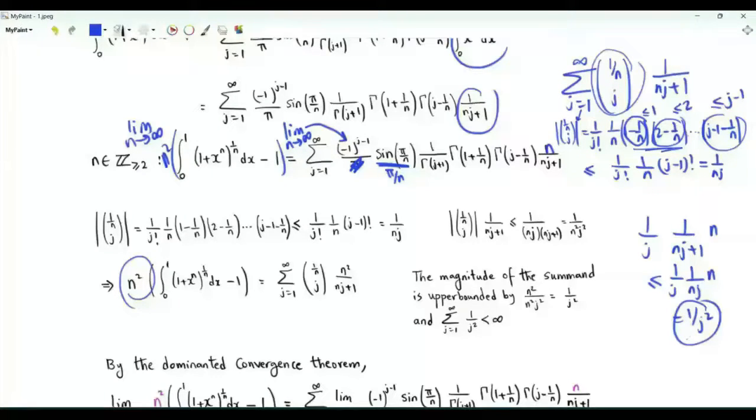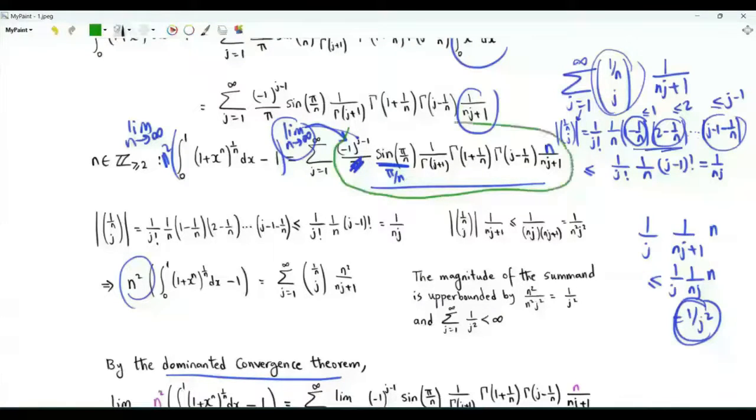Now we have an upper bound that depends only on the summation index g and not on n, the variable with respect to which we are taking the limit. Moreover, if we sum over positive g, we get pi squared over 6, which is a finite number. This means that we can apply the dominated convergence theorem. We can take the limit inside because the magnitude of the summand can be upper bounded by a function of g that does not depend on n, and the sum of the upper bound is finite.